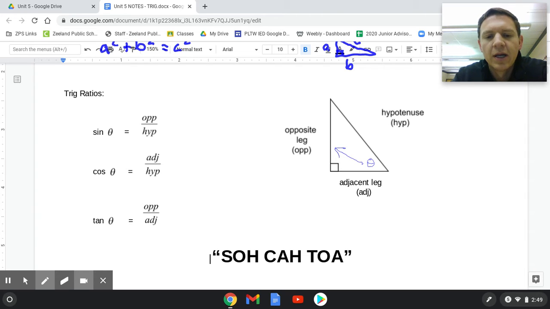And you can see SOHCAHTOA down there at the bottom. That's just a way to remember it. Sine, for S, is opposite over hypotenuse. Cosine is equal to adjacent over hypotenuse. And tangent is equal to opposite over adjacent. So whenever I have to try to remember what sine, cosine, and tangent are, I just say SOHCAHTOA: sine opposite over hypotenuse, cosine adjacent over hypotenuse, tangent opposite over adjacent.